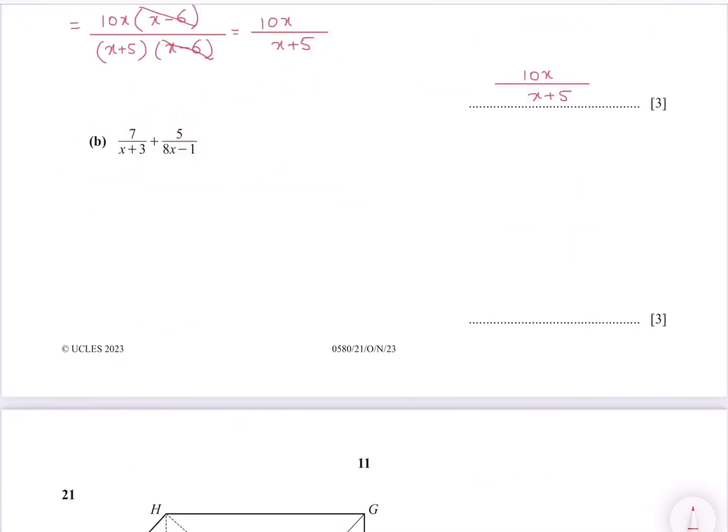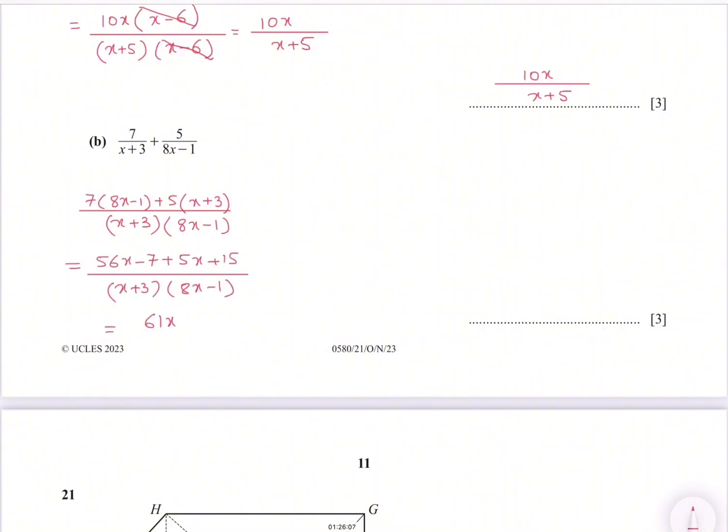In part B, take the LCM, x plus 3 and 8x minus 1, and cross multiply 7 by 8x minus 1 and 5 by x plus 3. Now multiply 7 with everything inside the bracket and 5 with everything inside its bracket and simplify it. So you get 61x plus 8 over this. So this is your answer.